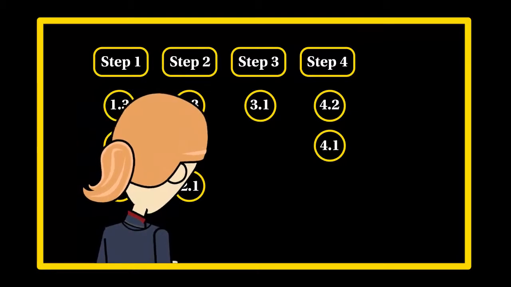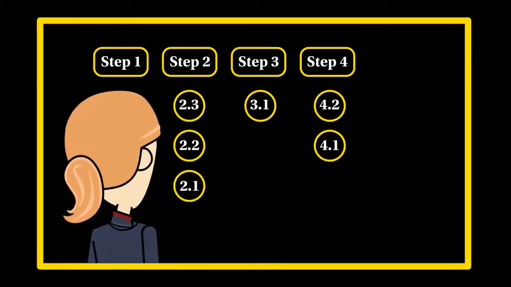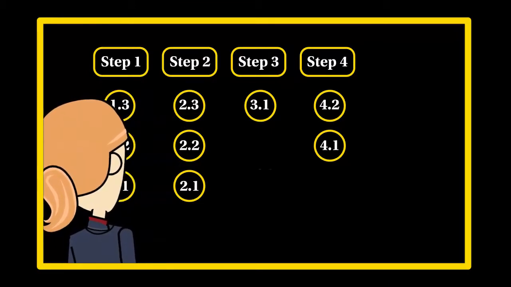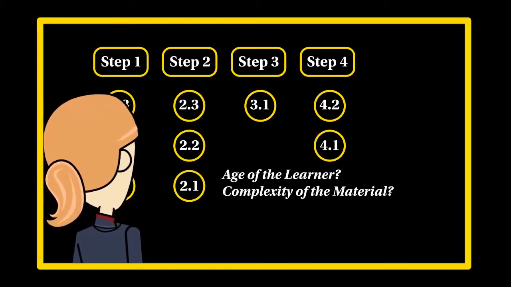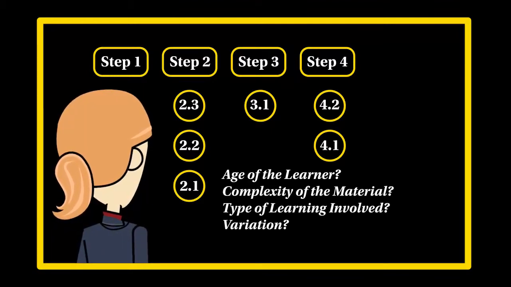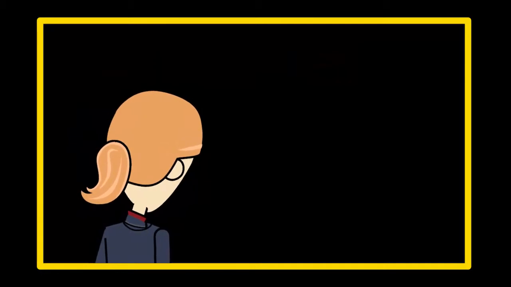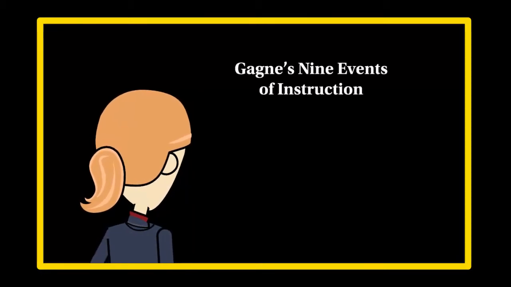Once you've got a general sequence down, you'll consider what instruction to cluster together, using the age of the learner, the complexity of the material, the type of learning involved, the variation, and the time required as the key factors for consideration during the clustering. During this part of the design, it's a good time to reconsider Gagne's conditions of learning.